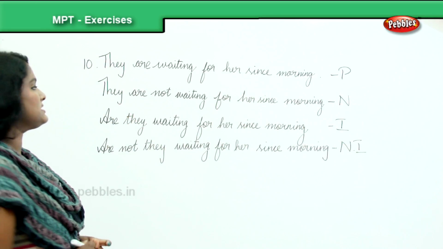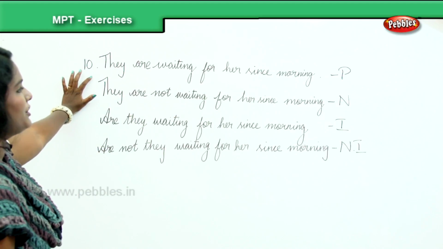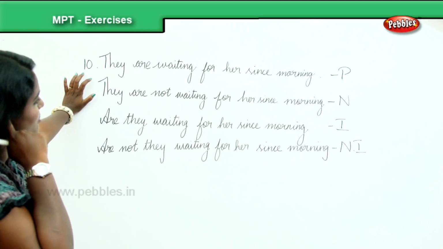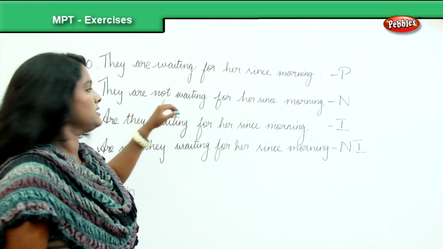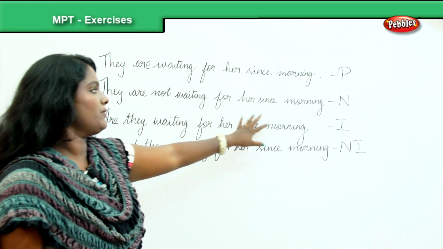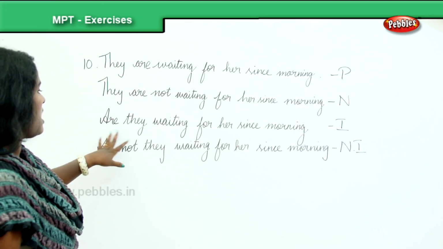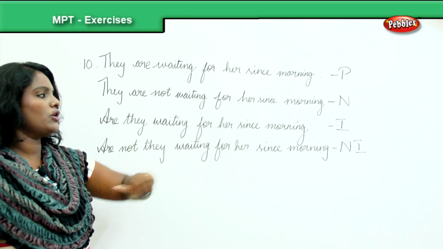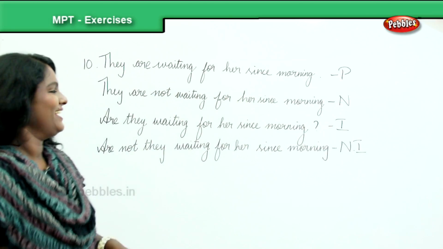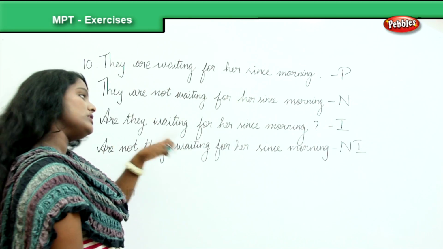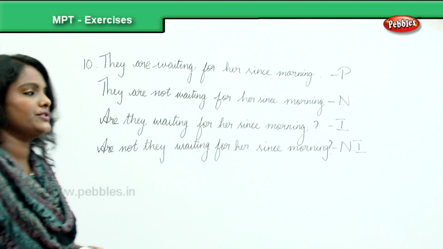Let's go through all the 4 sentences once again. They are waiting for her since morning is the positive form of the sentence. Add a not to it. They are not waiting for her since morning is the negative form of the sentence. Are they waiting for her since morning? with the question mark. Are not they waiting for her since morning is a negative interrogative.